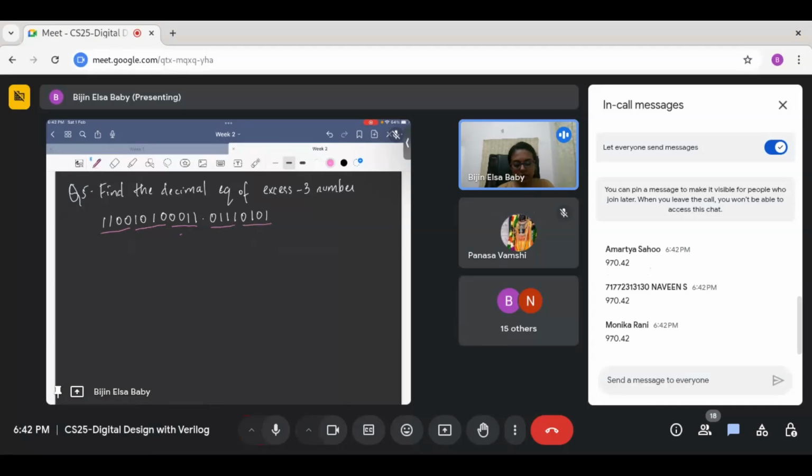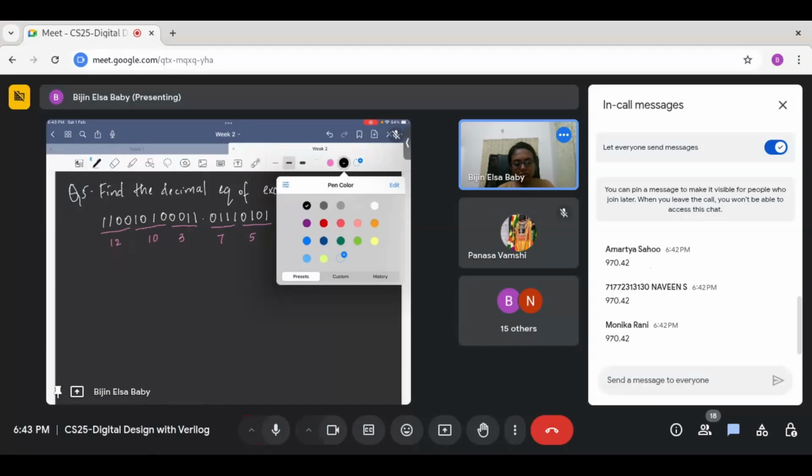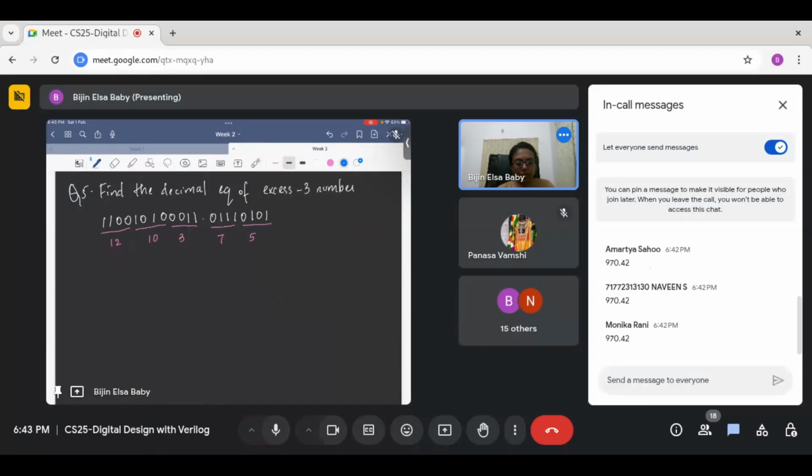So here it is 3, 10, 7, 5. We are subtracting 3. So it will be 2, 0, 7. So the answer is 970 point.